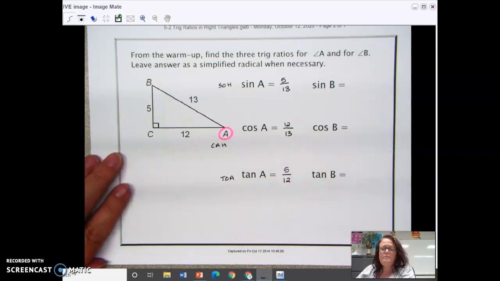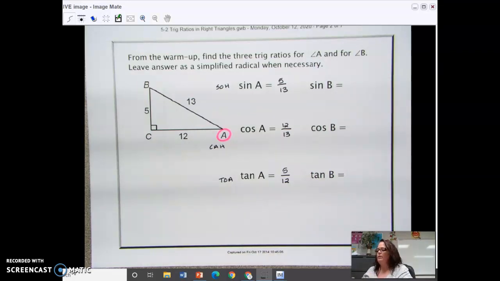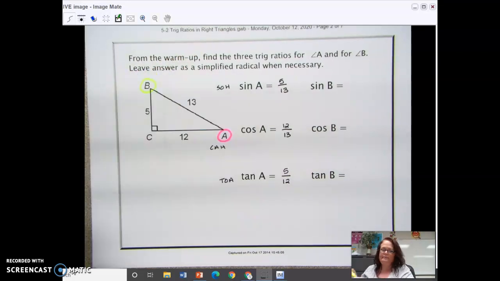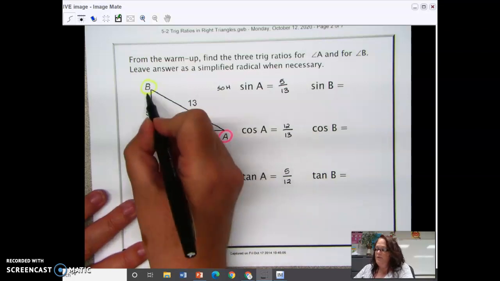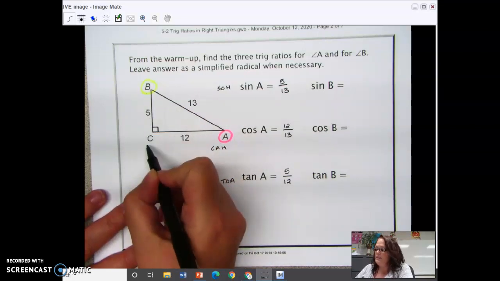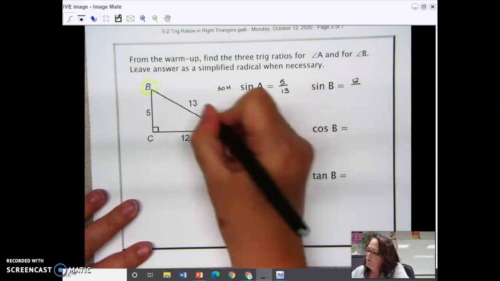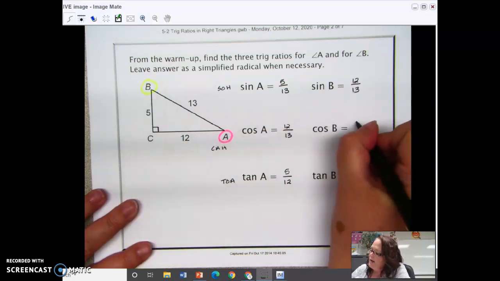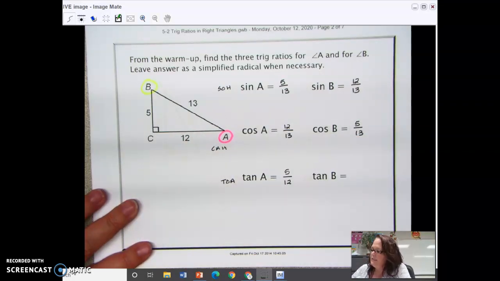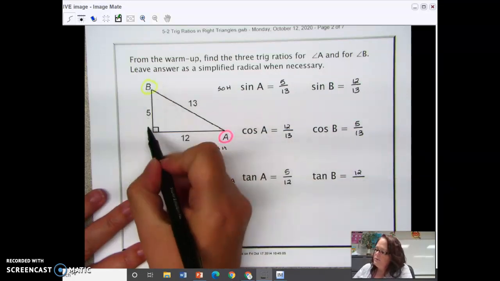So pause the video for a moment and see if you can figure out, if I move it over to B, what would be the sine, cosine, and tangent of B? So hopefully you see now that the 12 is the opposite and the 5 is the one that connects it to the right angle, which is the adjacent. So the sine is the opposite now, which is 12, over the hypotenuse, which is 13. The cosine of B is the adjacent, which is 5, over the hypotenuse, which is 13. And then the tangent is the opposite of B, which is 12, over the adjacent of B, which is 5.